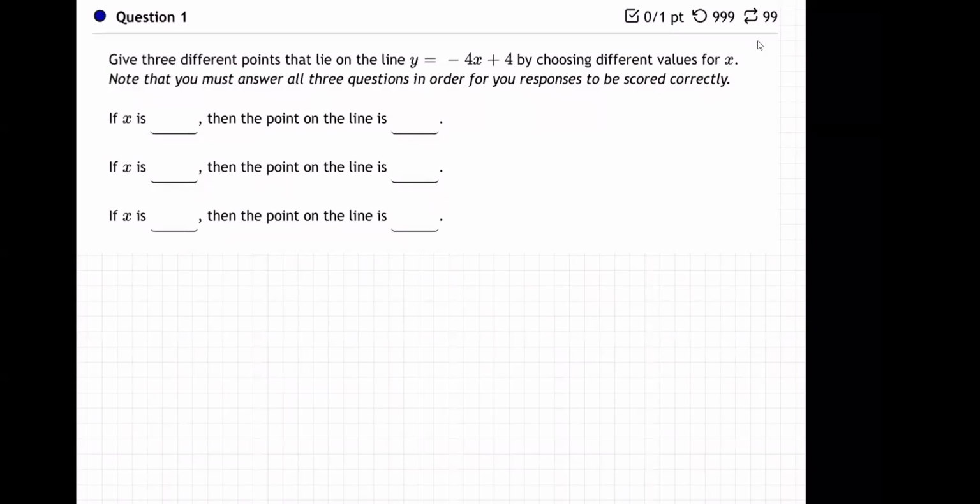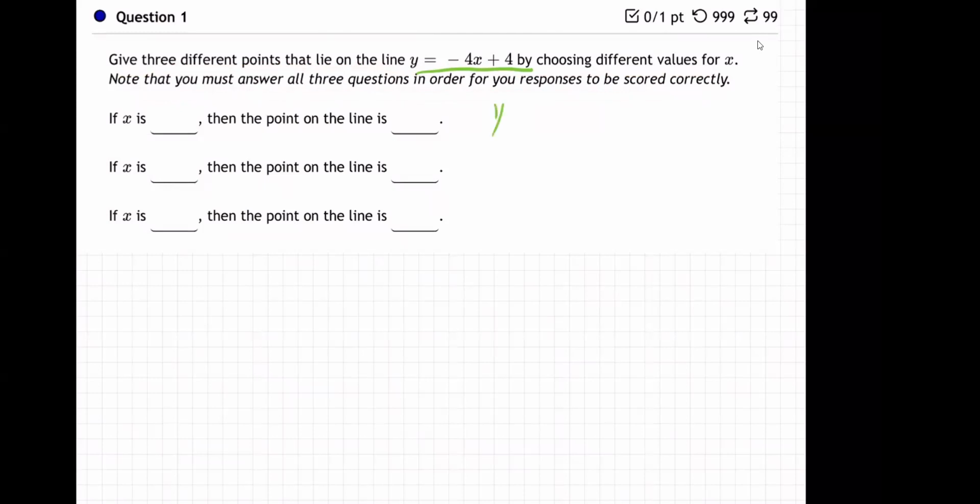Okay, so on this problem, they're saying, give 3 different points that lie on the line y equals minus 4x plus 4 by choosing different values for x. Note that you must answer all 3 questions in order for your response to be scored correctly. So what do they want us to do? They're basically giving us this equation right here, y equals minus 4x plus 4.